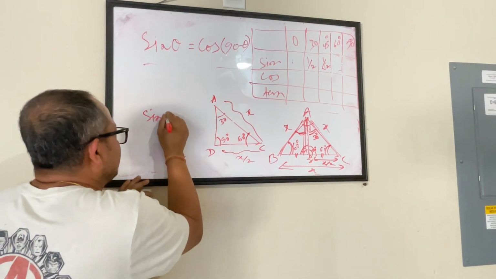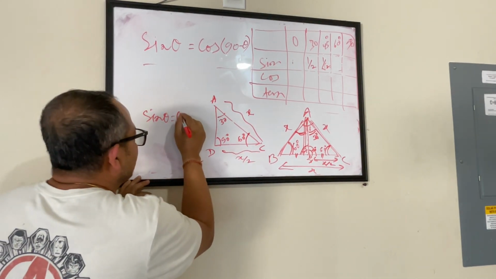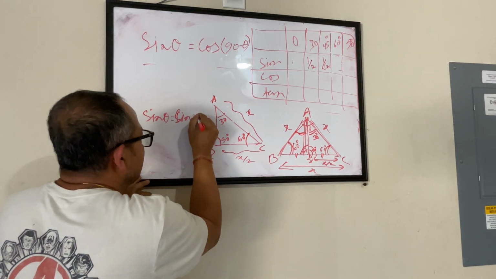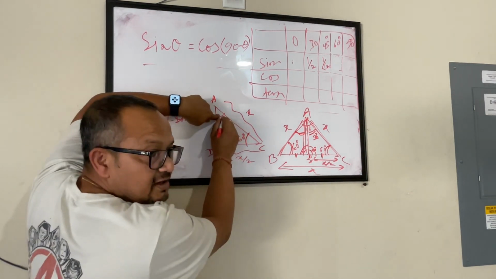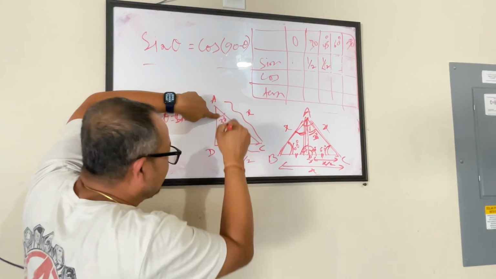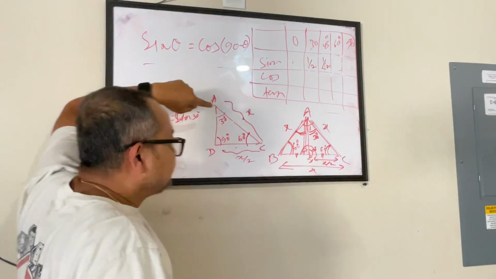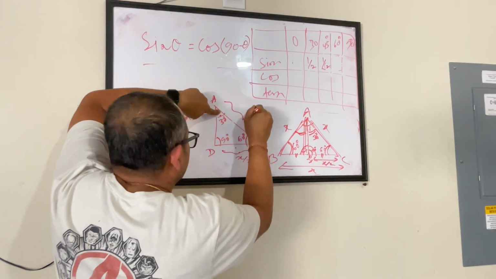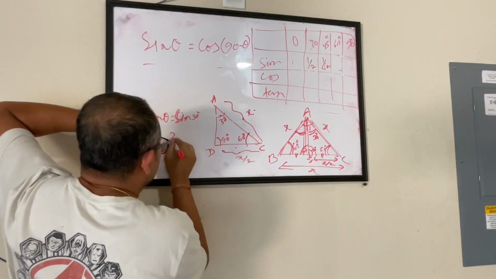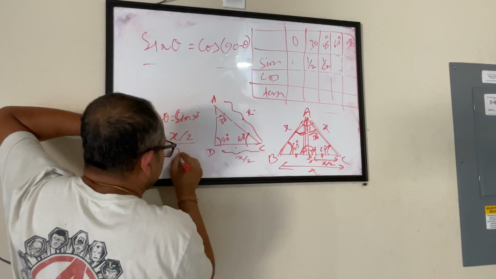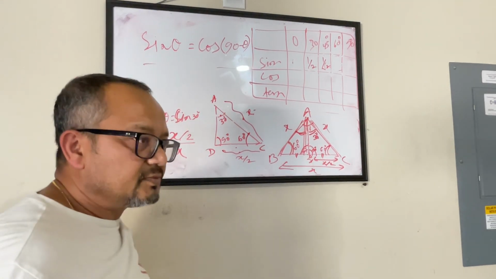Now let's find out the value of sine 30 degrees. Sine of theta, or here sine of 30 degrees. So this is my theta, this is my angle. Sine of 30 degrees means side opposite to this divided by hypotenuse. What is that? X by 2 divided by hypotenuse.